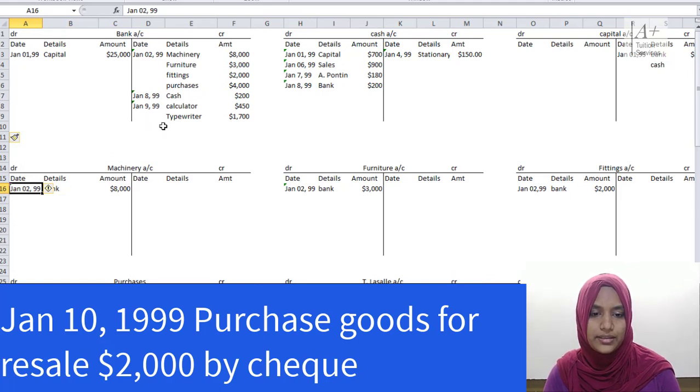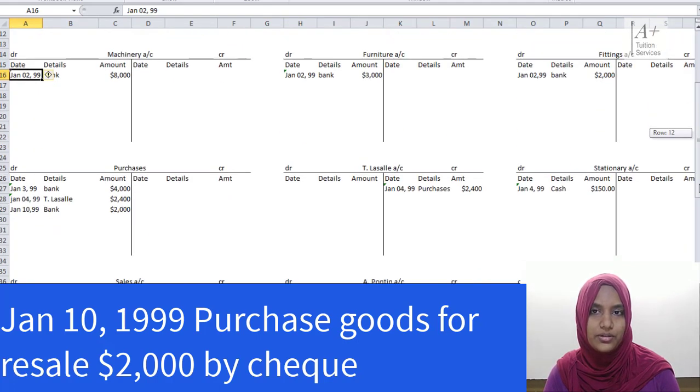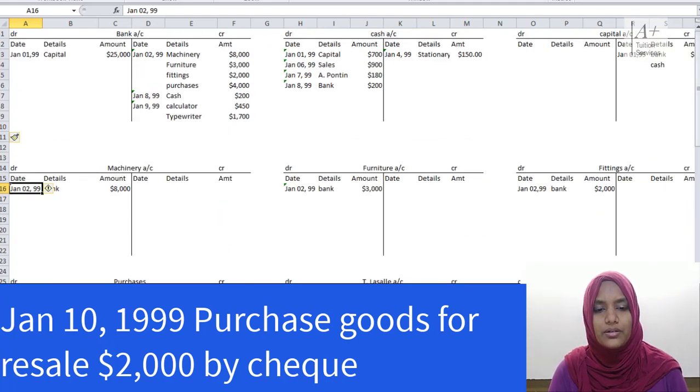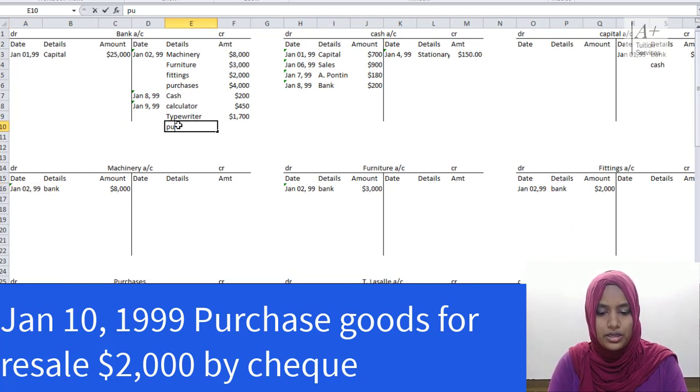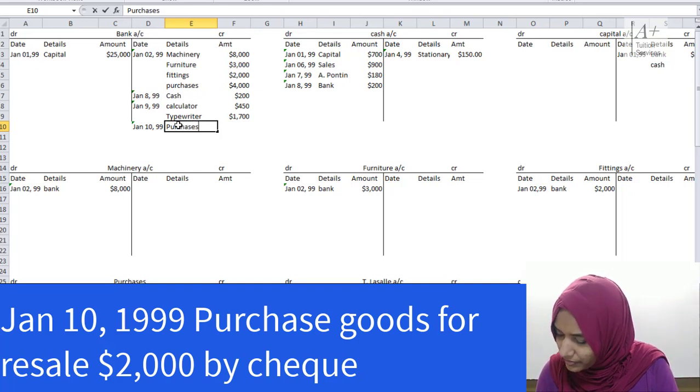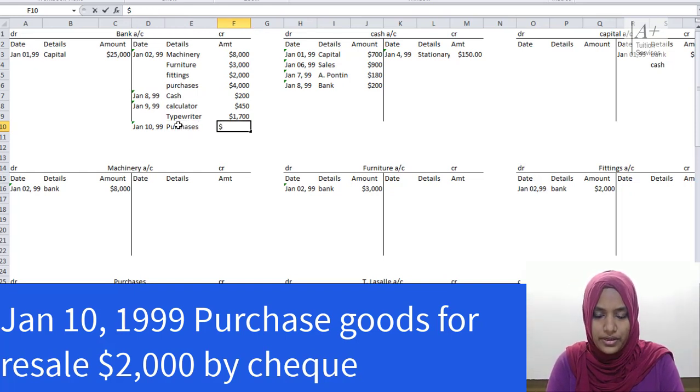So January 10th, 99, goods for resale, bought by check. So we go in purchases. January 10th, 99, we have purchases again, and they spent $2,000. So just verifying before I type the wrong thing. Okay, so $2,000. I just need to put my borders.